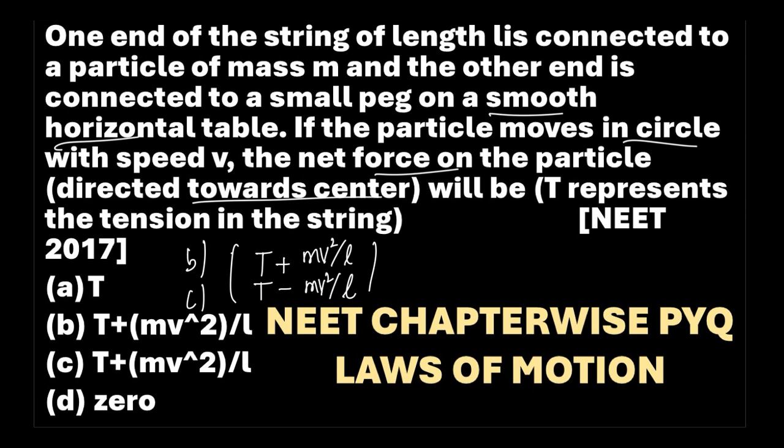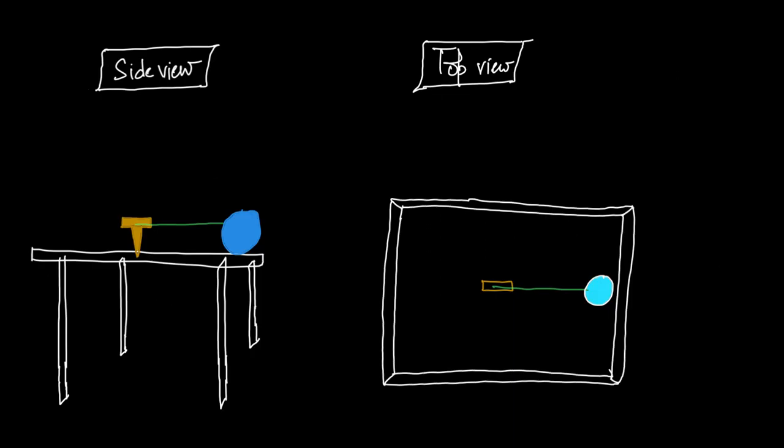Okay, right. So as usual, we'll do it in three parts. First, we'll visualize the concept. Second, we'll see the free body diagram. And third, we'll apply Newton's second law of motion. If we were to visualize this, this is what we have here.